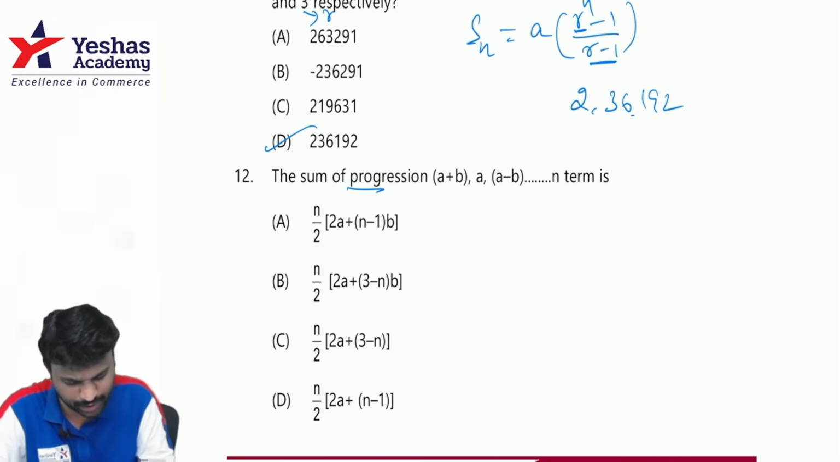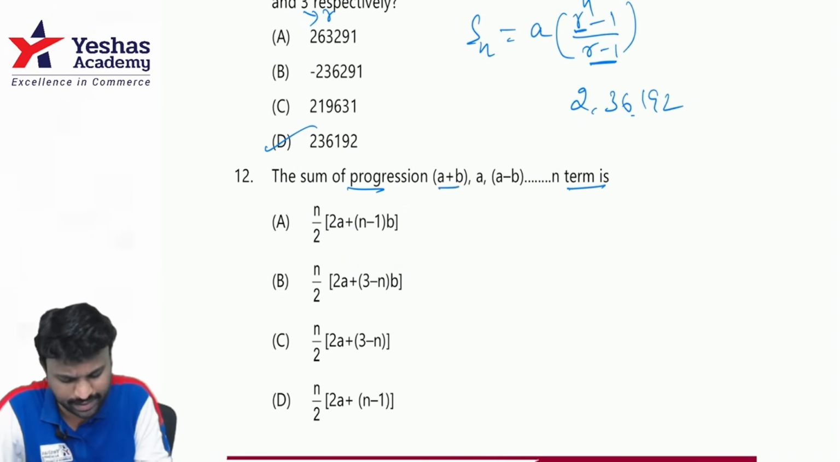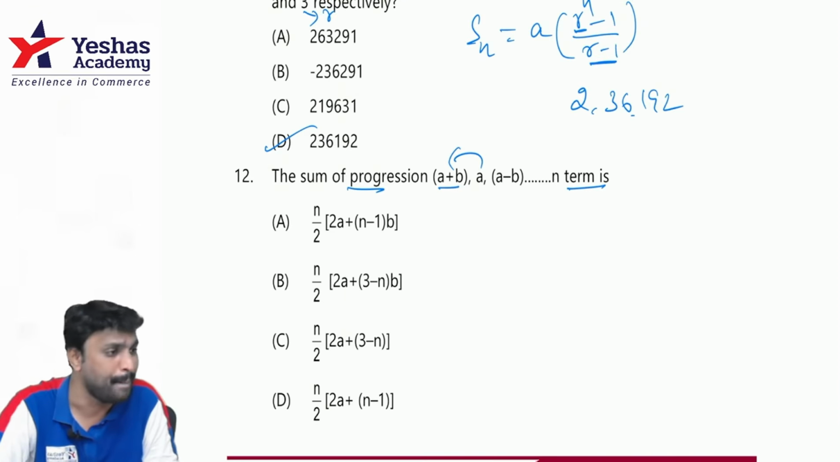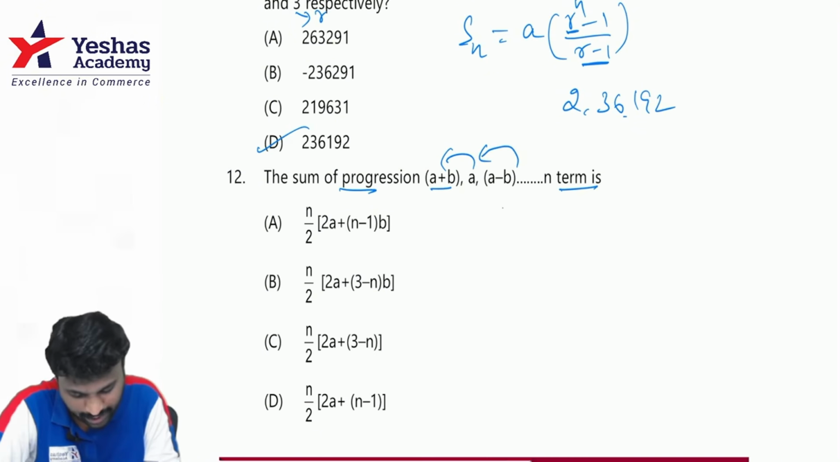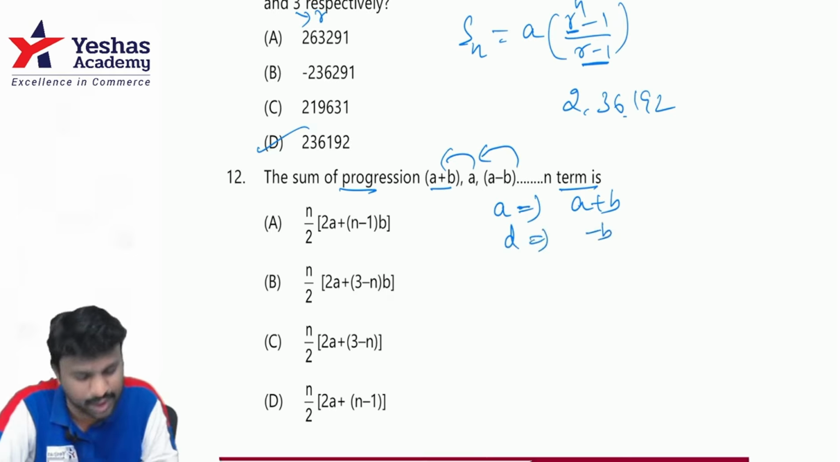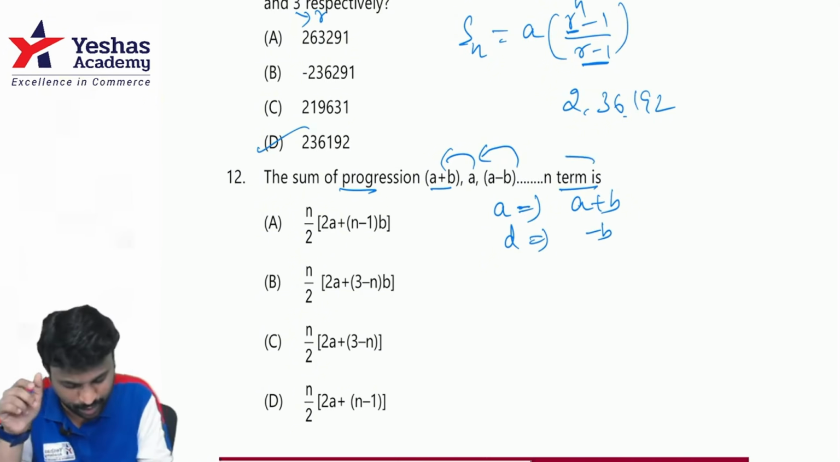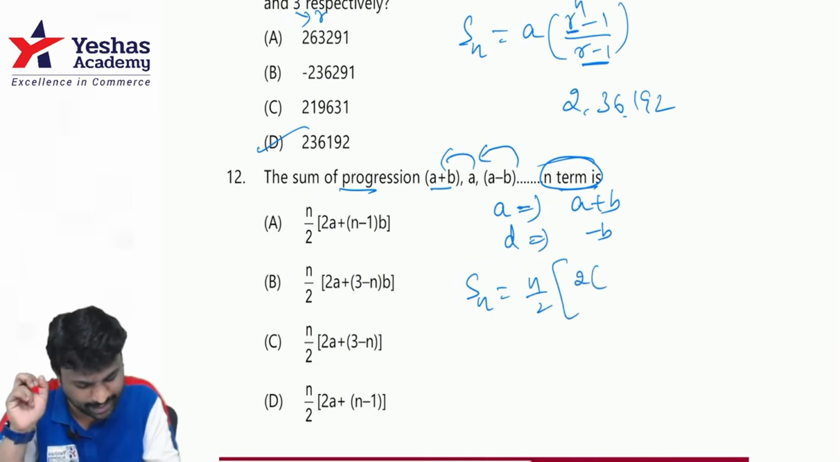The sum of the progression up to n terms is. Guys, what is it? First of all, is it an AP? Yes, it is an AP because there is a common difference of minus b. Here also there's a difference of minus b. So first term A is a plus b here, and the common difference D is minus b. When you know first term, common difference and number of terms, you can find out Sn. What is it? N by 2 into 2a plus n minus 1 into d.